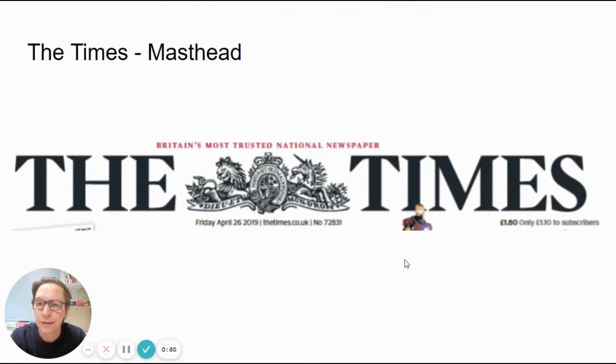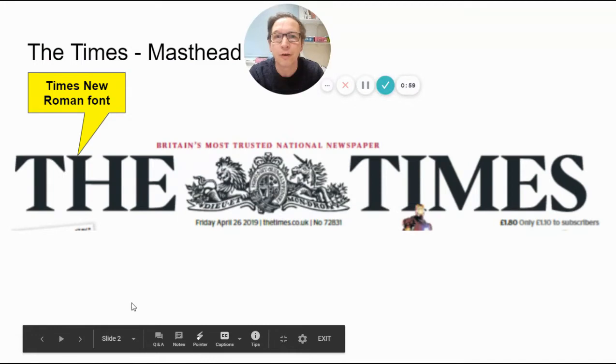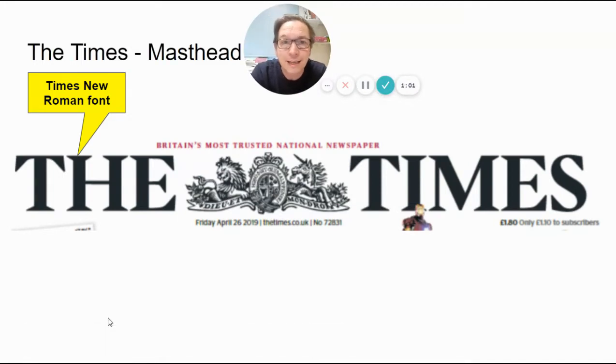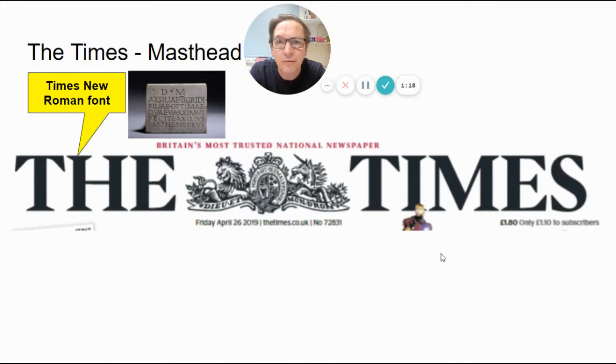Now, if we have a look at some of the details on this masthead, you can see that first of all, the most striking thing is the use of the Times New Roman font. Now, the Times New Roman font is actually named after the Times newspaper, so that's quite an accolade to have a font named after you. But the reason why this font was chosen is because it's got links to the classical world. You could almost imagine this masthead to be carved out of stone. It's got that solidity, that reliability about it. And you can see there this Roman tablet that I've chosen to demonstrate where that font originates from.